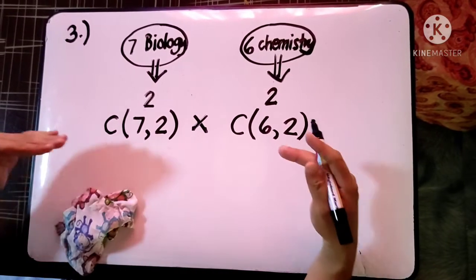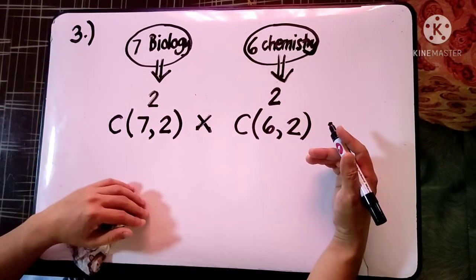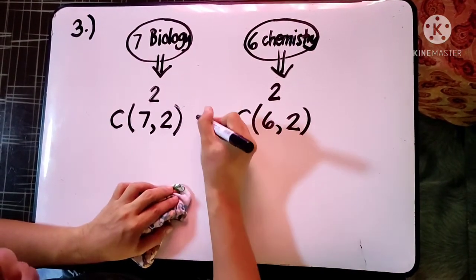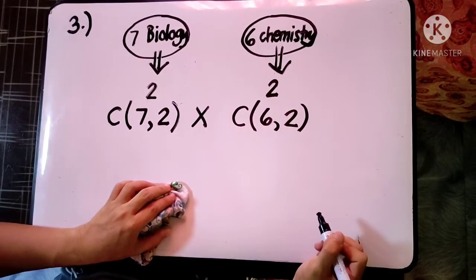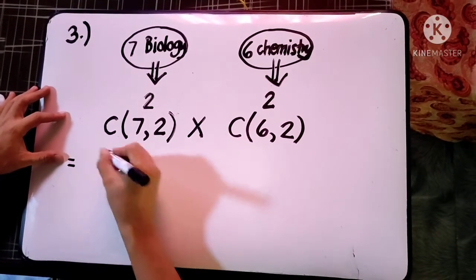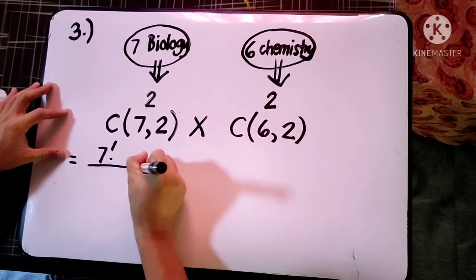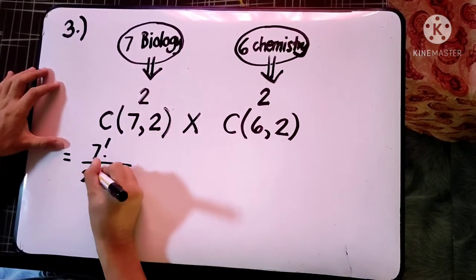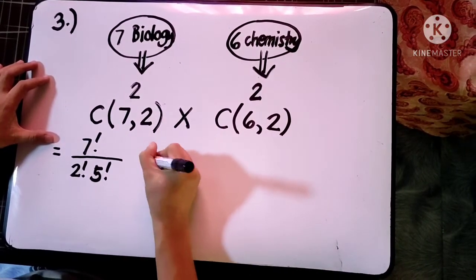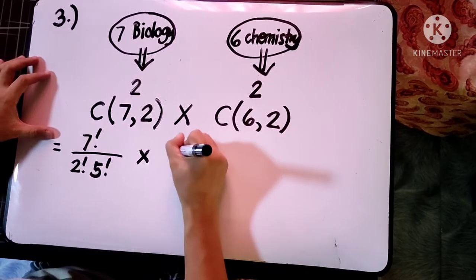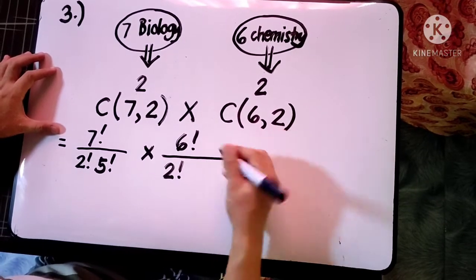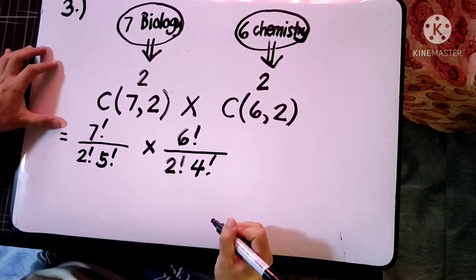So he needs to perform the 2 activities. Therefore, you are going to write the operation multiplication. Okay? So to simplify it further, applying the formula, this becomes 7 factorial over r, 2 factorial, 7 minus 2 is 5 factorial. Then times, copy your n, 6 factorial over 2 factorial, 6 minus 2 is 4 factorial.